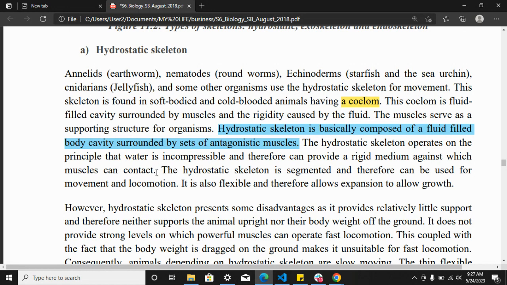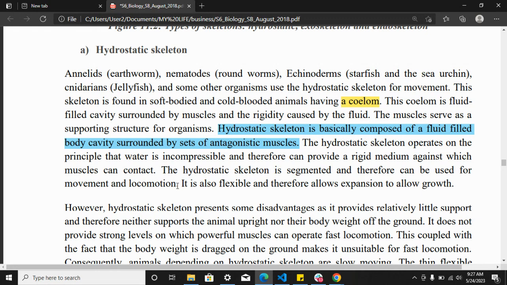Ni kuvuga ngo that fluid irimo imbere ntago ibiri gushobora kuba wa compressing ngo ibe compressed, ahubwo kubera muscles ayizengurutse bibasha kuyifasha kuba rigid cyangwa se organism gukomera. So the hydrostatic skeleton is segmented and therefore can be used for movement and locomotion.